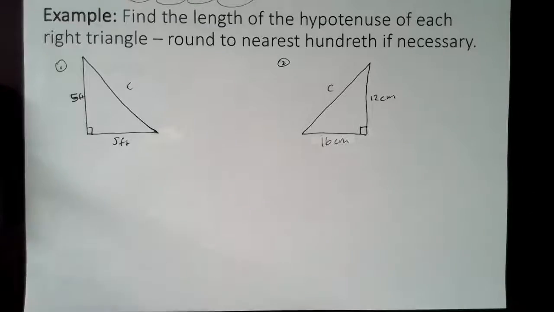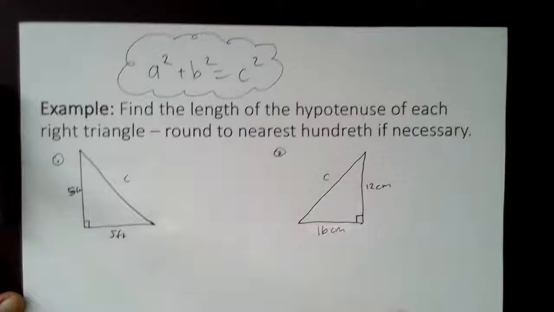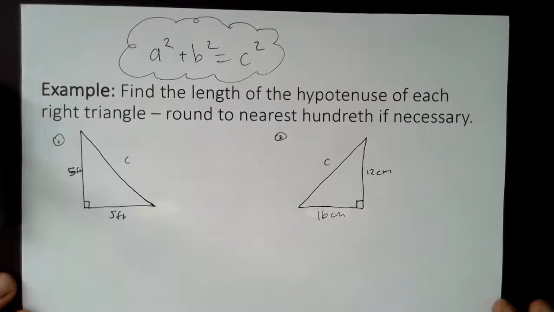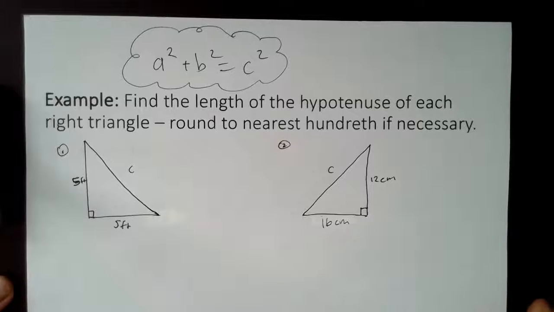Okay, finally, let's go ahead and try that. Now you try. Find the length of the hypotenuse of each right triangle. Round to the nearest hundredth if necessary. Pause the video, try this out, and then we will do this together.